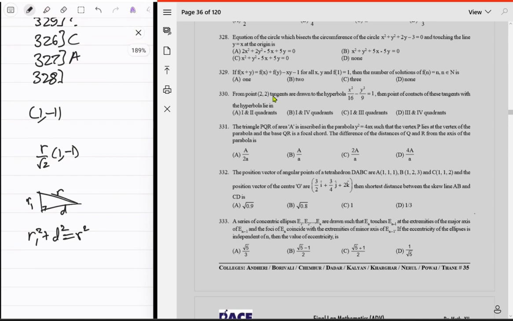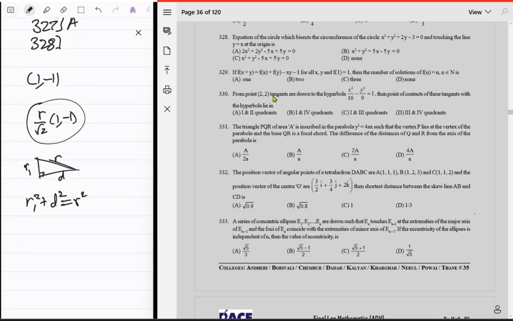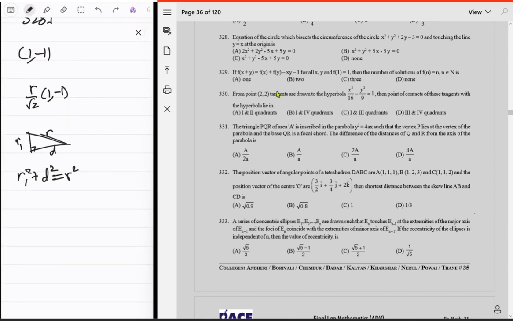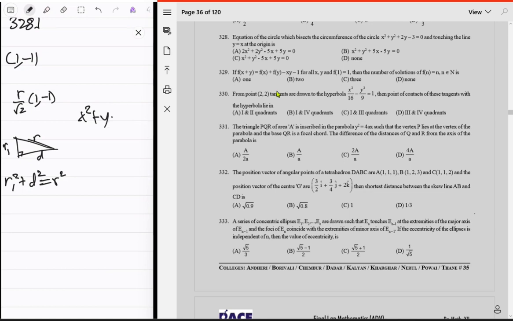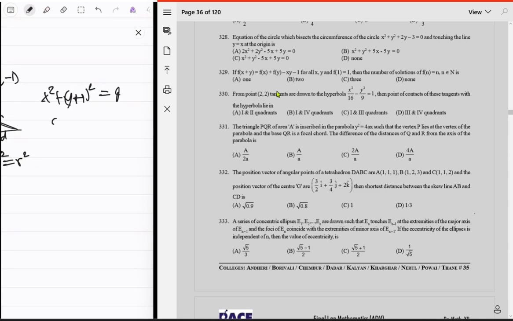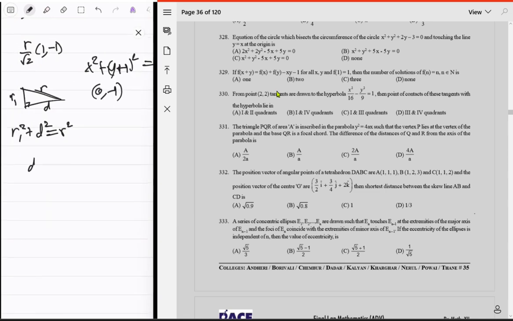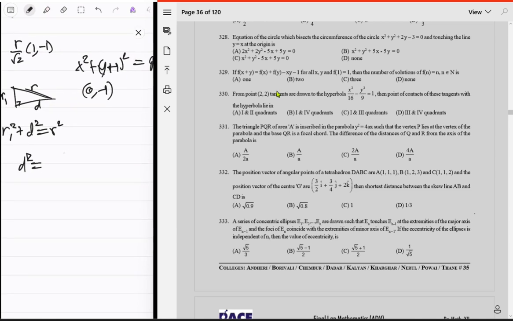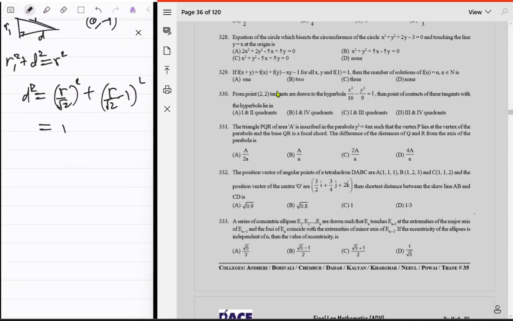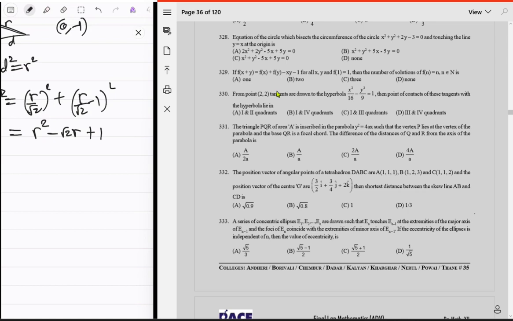Let's actually start. This is our center of this form, and the given circle is x squared plus (y plus 1) squared equal to 3 plus 1, which is just 4. So its center is (0, -1). So what will our d squared be? D squared is the square of r upon square root of 2, plus the square of r upon square root of 2 minus 1, which is just r squared minus square root of 2 r plus 1.